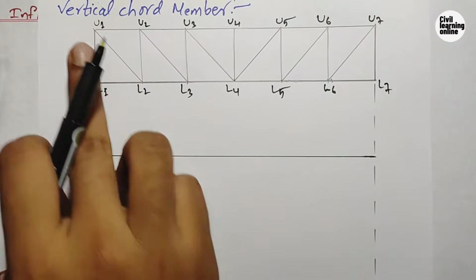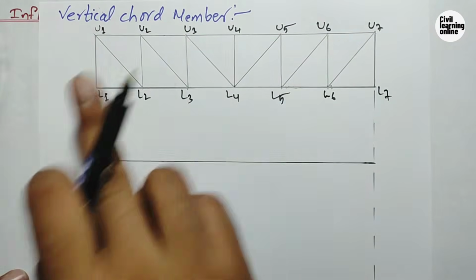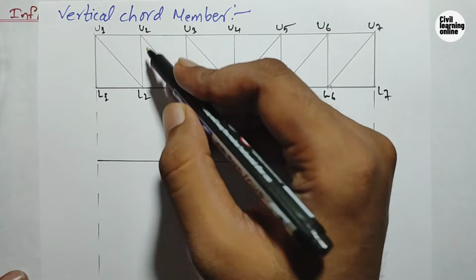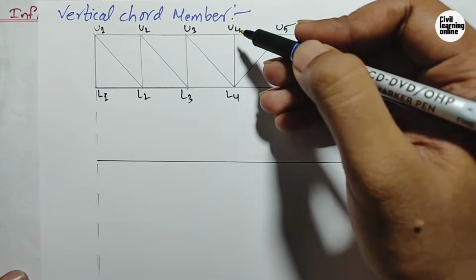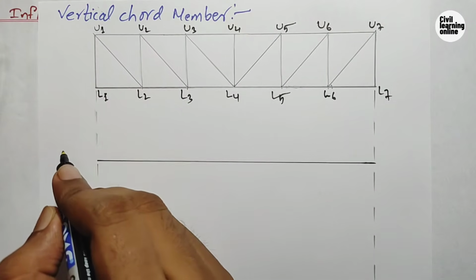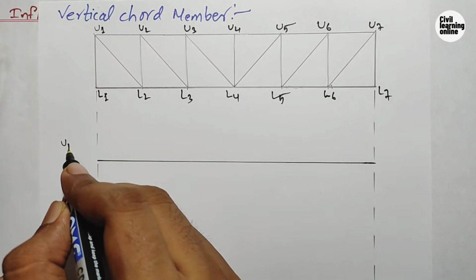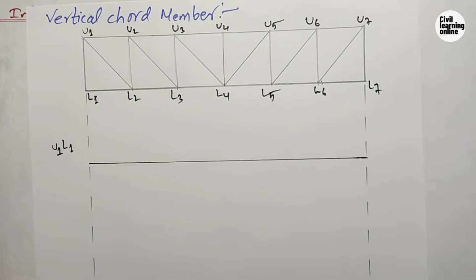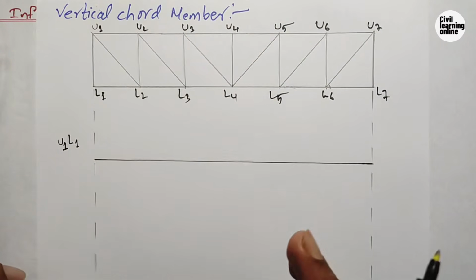So guys, here comes the influence line diagram for the vertical chord member, and the vertical chord members are U1 L1, U2 L2, U3 L3, U4 L4, and we will be drawing the influence line diagram for each chord member separately. So first let us move toward the influence line diagram for the U1 L1, and here for drawing the influence line diagram for the vertical chord member, we will be using the concept of the reaction at the supports, means VA.